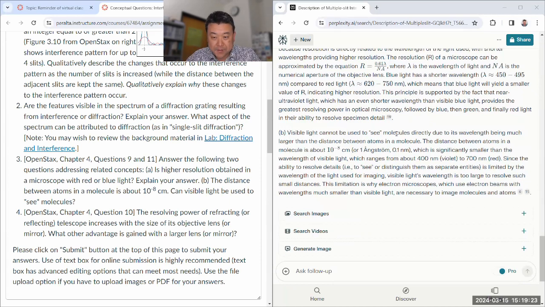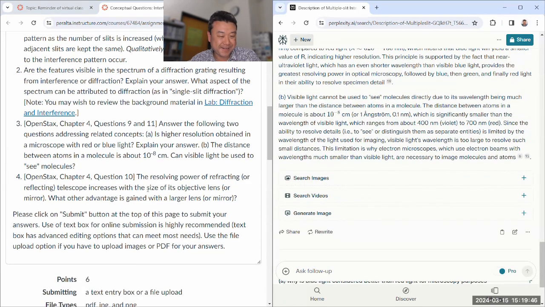So visible light cannot be used because its wavelength is much larger than this distance. That's 0.1 nanometer, which is much, much shorter than this. And if you got light or electromagnetic radiation to be this wavelength, that would be X-ray. Might even be hard X-ray. That's what I was talking about. Good answer.